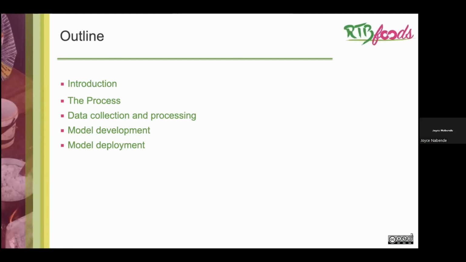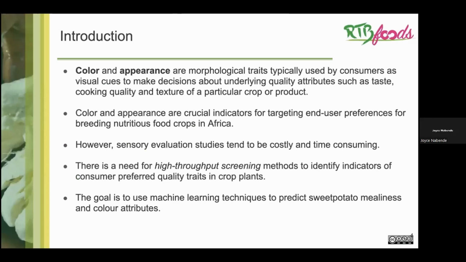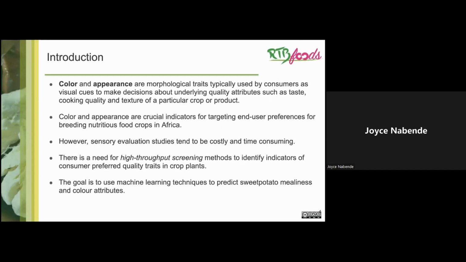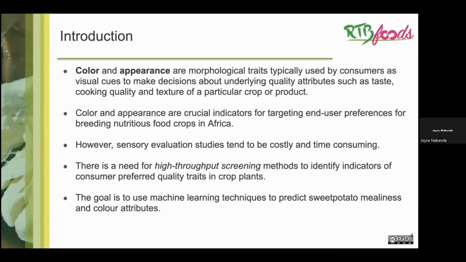As a way of introduction, I think from the RTP foods, we all know that color and appearance are traits that are typically used by consumers as visual cues to make decisions about different quality attributes like taste, cooking quality, and texture of a crop or a product. And color and appearance are critical indicators for targeting end user preferences for different crops in Africa, like sweet potato or cassava, for example, that we are all interested in.